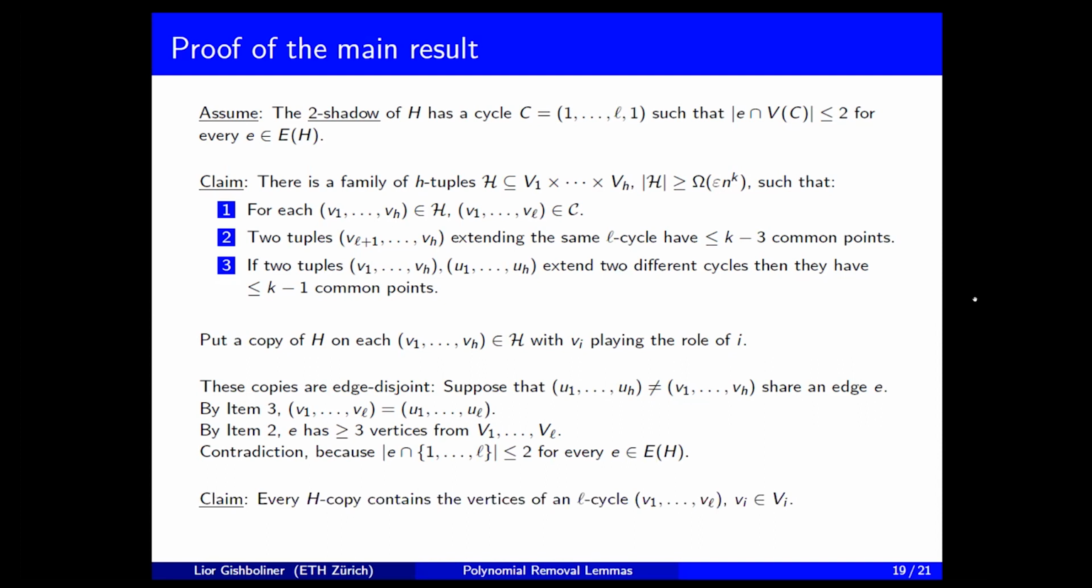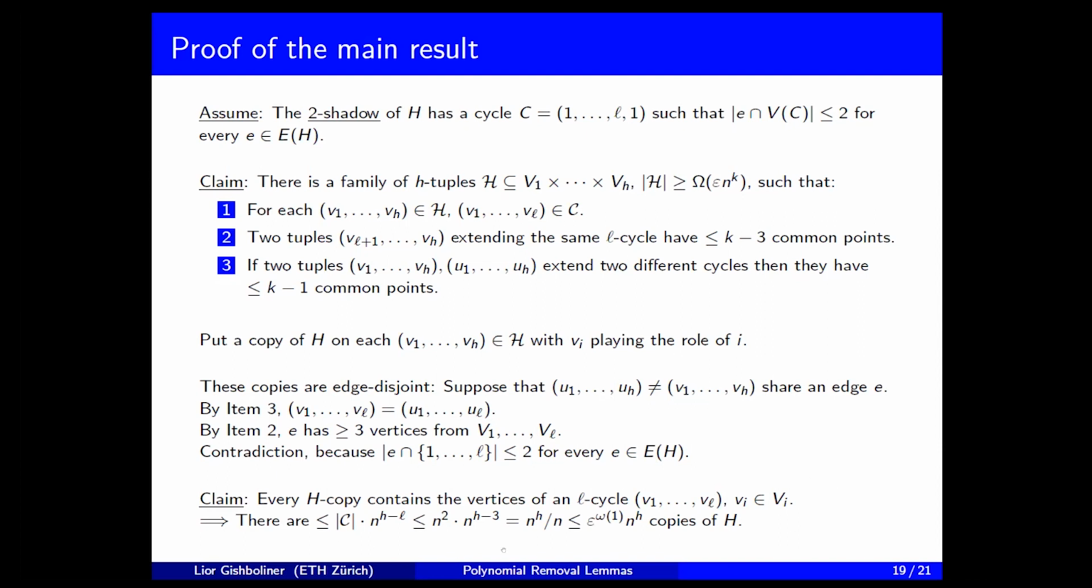To do this, we prove that if we take any H copy in this construction, and we look at the first L coordinates, then these L coordinates form a cycle from our collection. I will not have time to prove this. It's not very difficult. But given this claim, we can bound the total number of copies, because we know that every possible cycle belongs to our collection. This is the guarantee of the Ruzsa-Szemerédi construction.